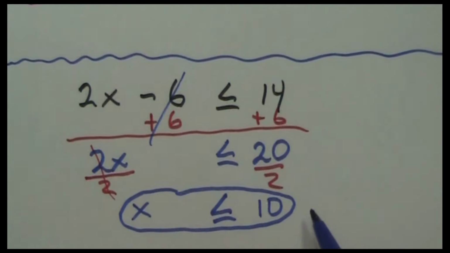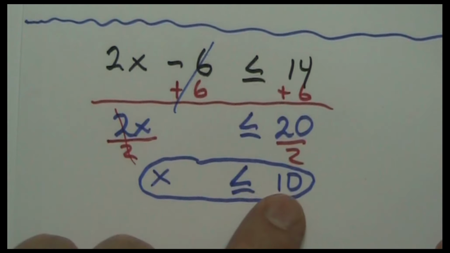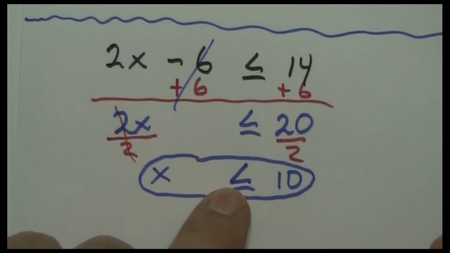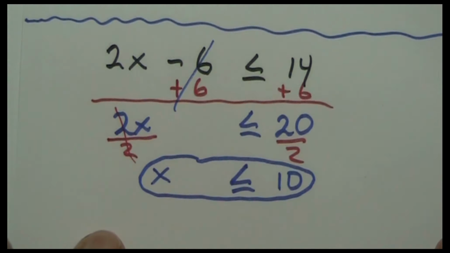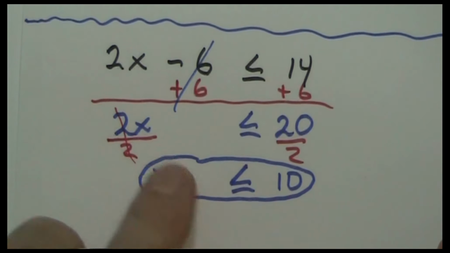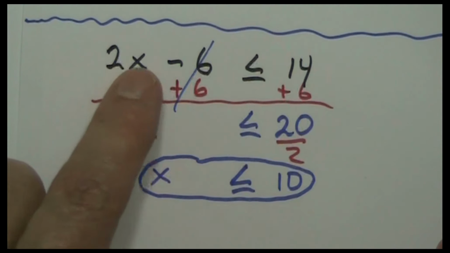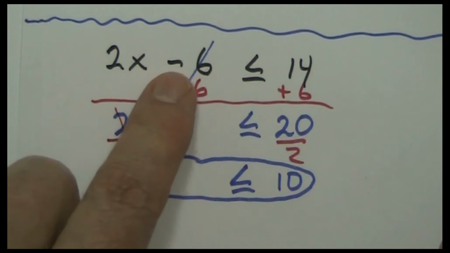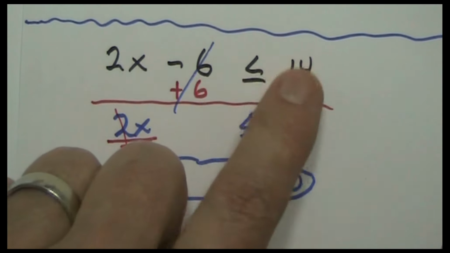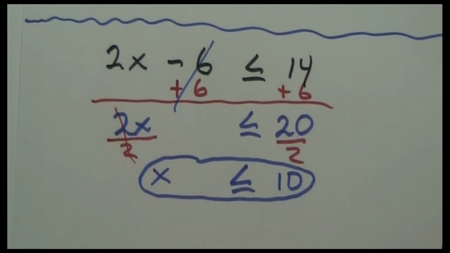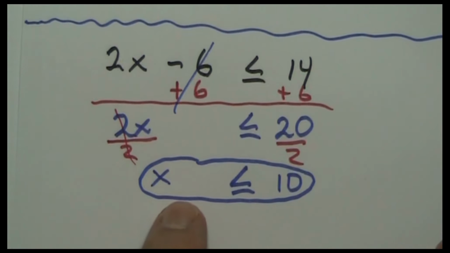So the answer is anything either 10, it's equal to 10, or less than 10. I could put the number 0 in here, and it will be true. For example, if I put a 0 in here, 0 times 2 is 0, and -6. So -6, is -6 less than or equal to 14? Is -6 less than 14? Yes, it is. So see, anything 10 or less.